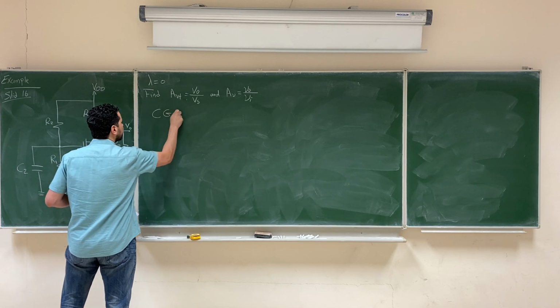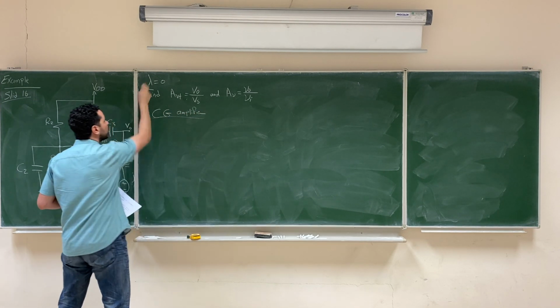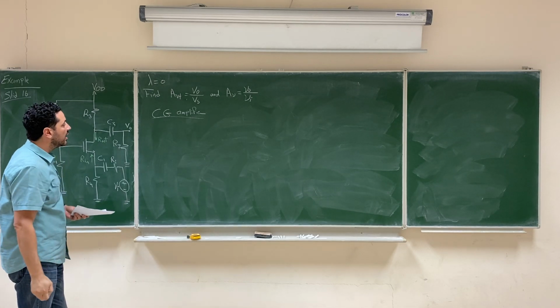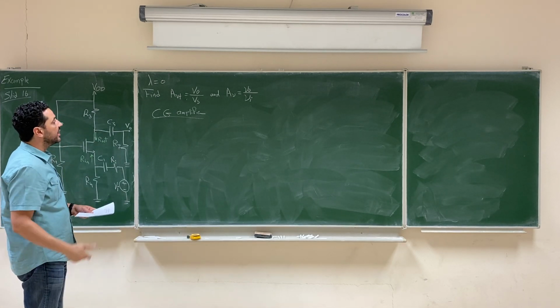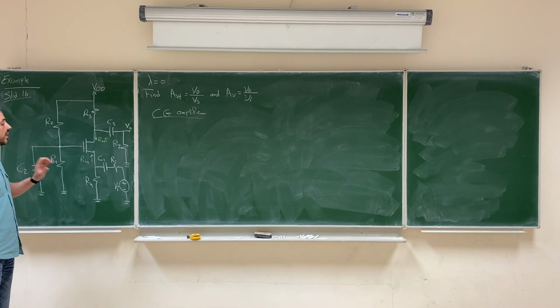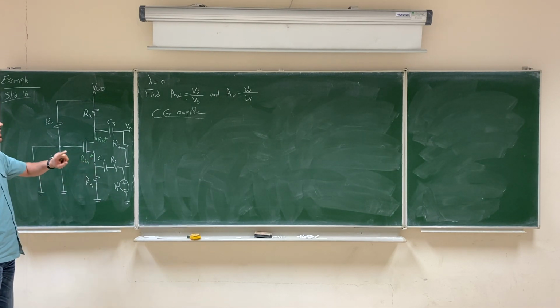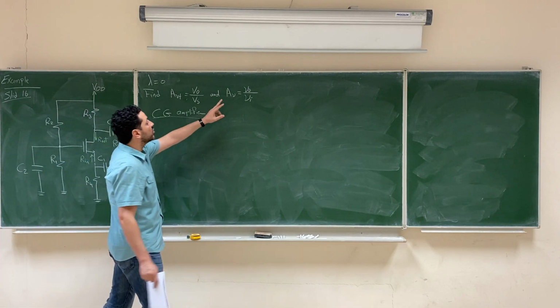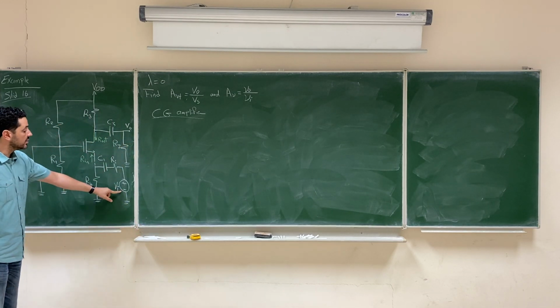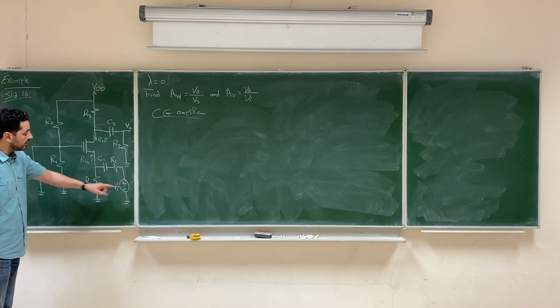Common gate amplifier. It says here, take lambda equals 0, which means ignore RO, or take RO as infinity. Find the terminal voltage gain between V output and V source, the voltage of the source. And also we need the overall gain between V output and V input. So we need V output over V source, and we need V output over V input.